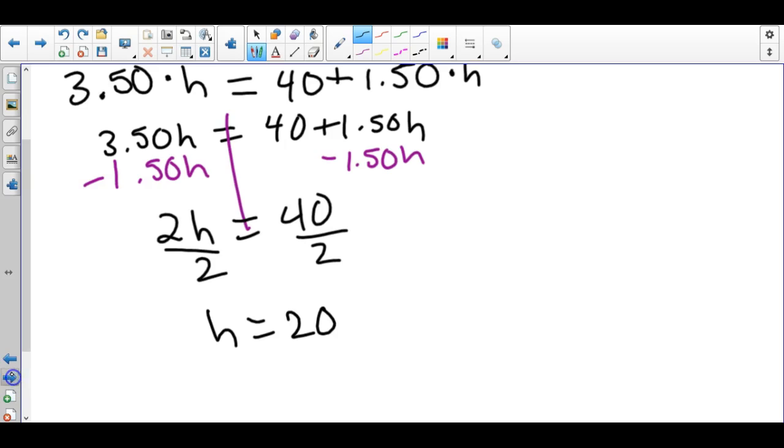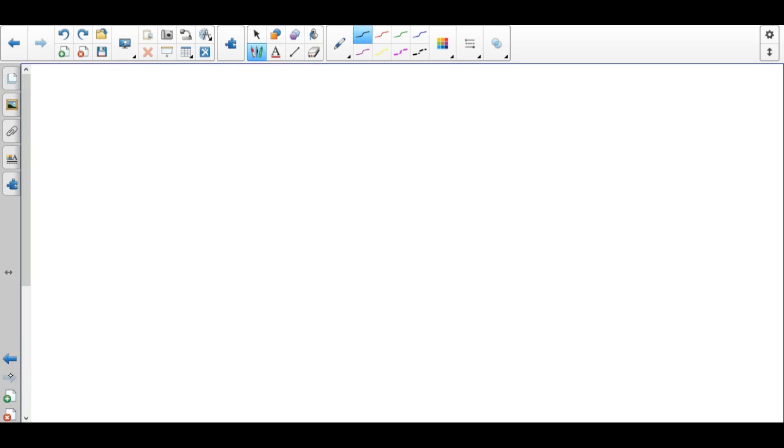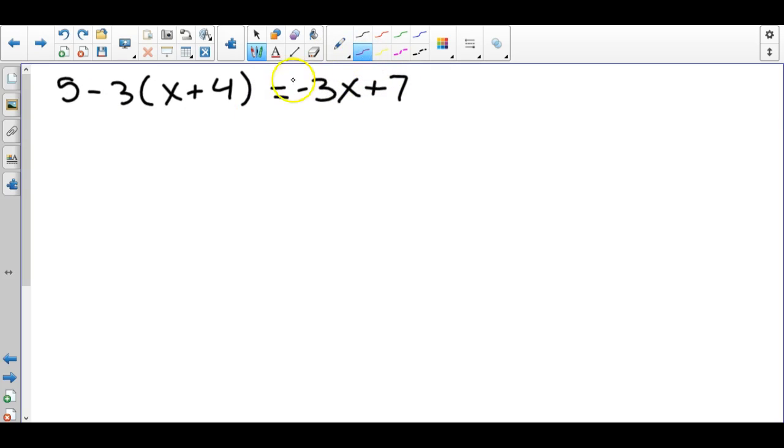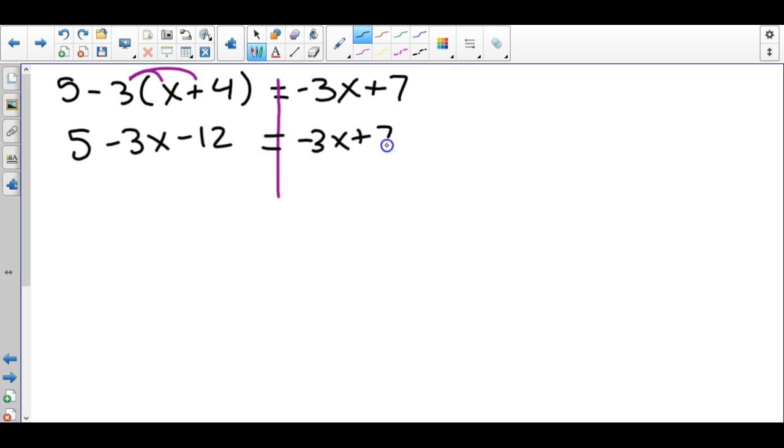Next, in this section, you want to be able to prove if something is an identity or it has no solutions at all. So what ends up happening when you have these types of problems is the variables end up going away completely. So let's say we have this problem. On the left side, we can distribute, so we do that first. Negative 3 times x is negative 3x. Negative 3 times 4 is negative 12.